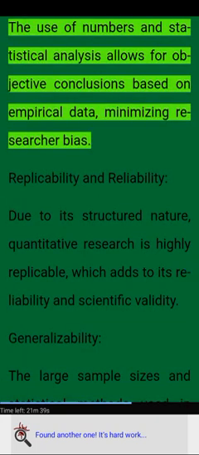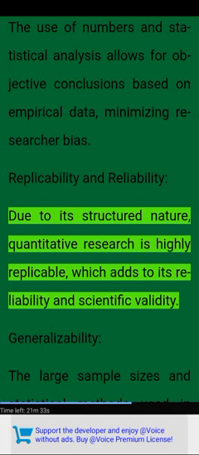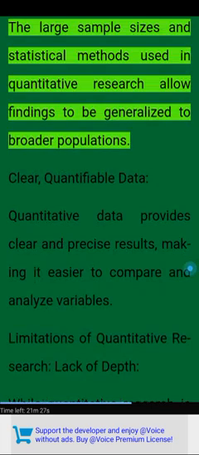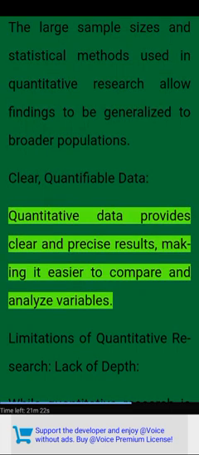Advantages of quantitative research. Objective and precise. The use of numbers in statistical analysis allows for objective conclusions based on empirical data, minimizing researcher bias. Replicability and reliability. Due to its structured nature, quantitative research is highly replicable, which adds to its reliability and scientific validity. Generalizability. The large sample sizes and statistical methods used in quantitative research allow findings to be generalized to broader populations. Clear, quantifiable data. Quantitative data provides clear and precise results, making it easier to compare and analyze variables.